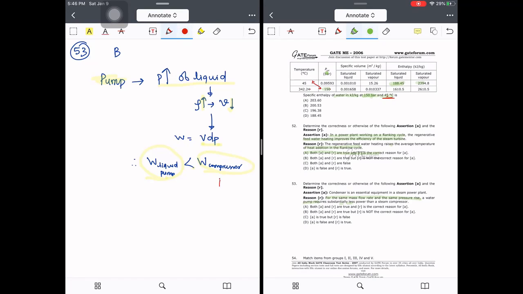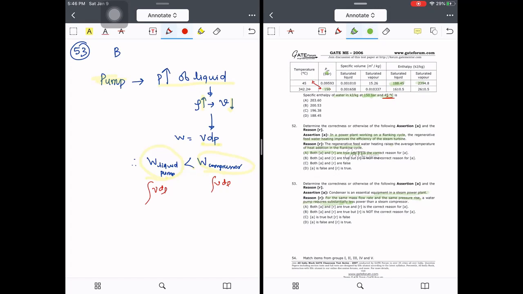The work done by the liquid pump is way less than the work done by the compressor, because in a compressor the work is done in the form of P dV, the change in volume. In the liquid pump it is V dP. In open systems we generally deal with this case, but in liquid there is no such significant change in volume, whereas in a compressor there is, because we are dealing with gases.